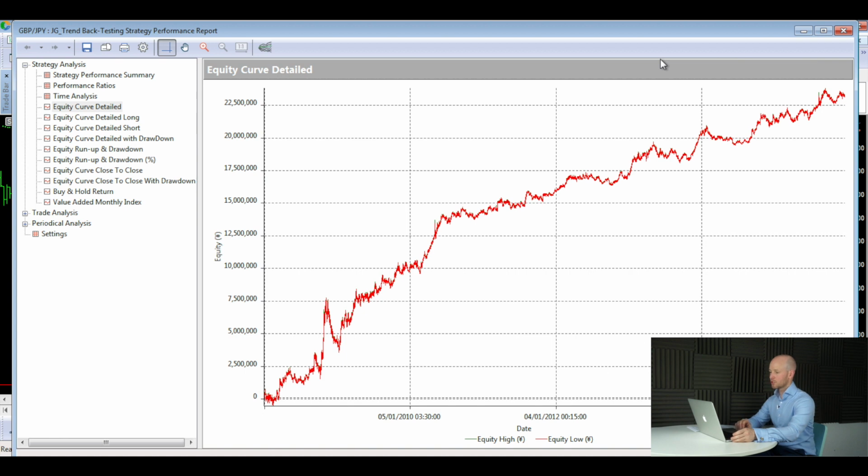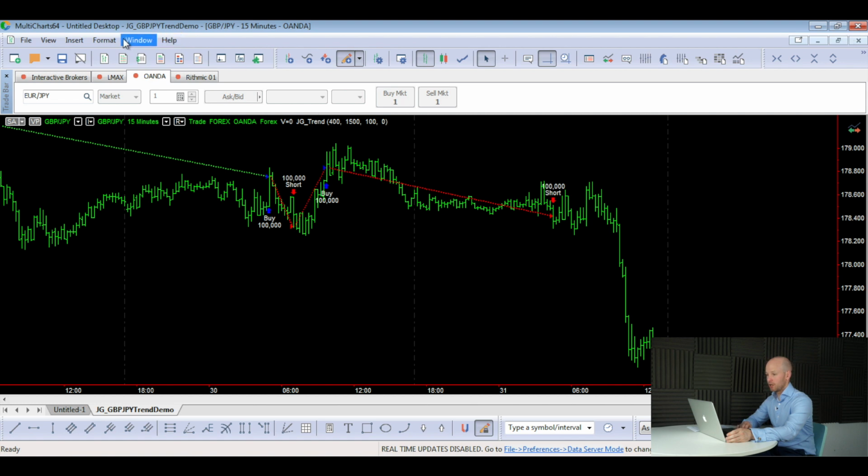Now look, it's even smoother, so the equity curve's getting even better now, so we're really heading in the right direction. And in fact, that straight away is a tradable equity curve as far as I'm concerned. That's really pretty good. Let's move on to the next chart.